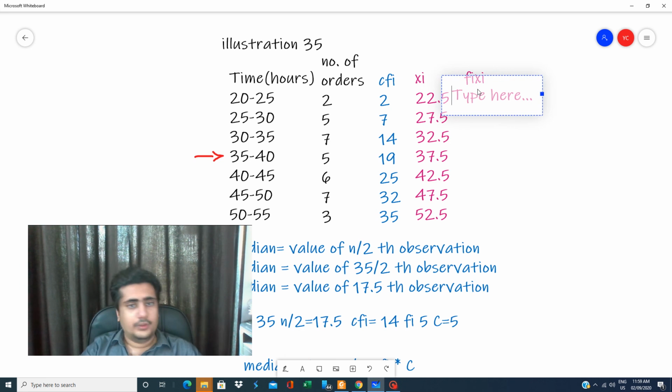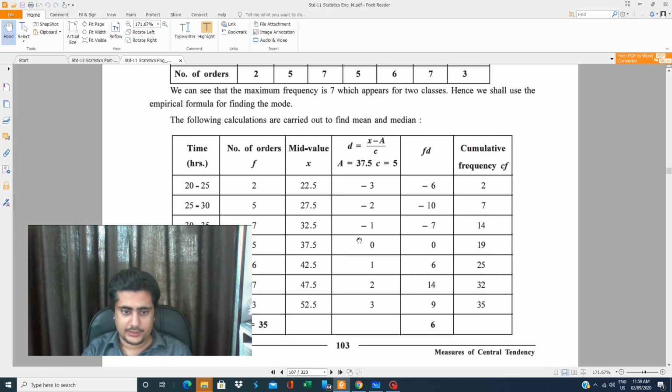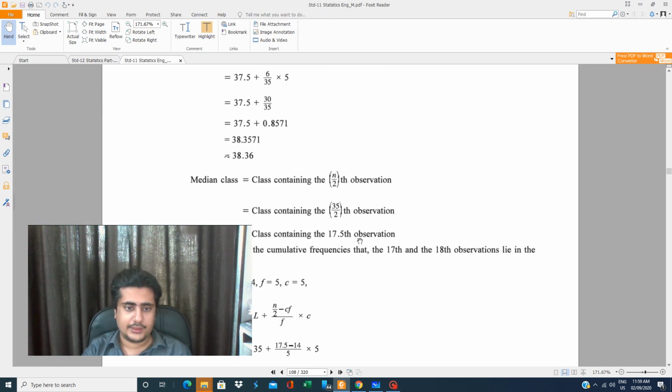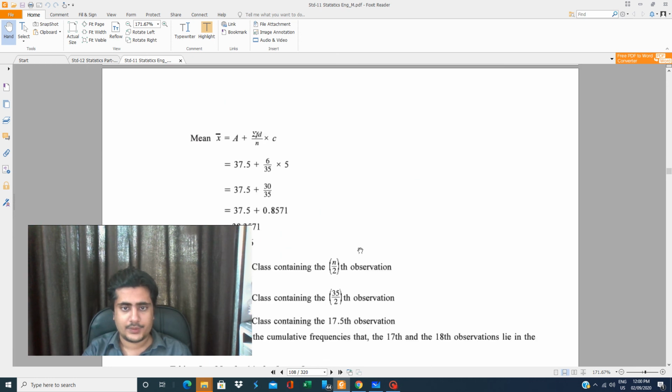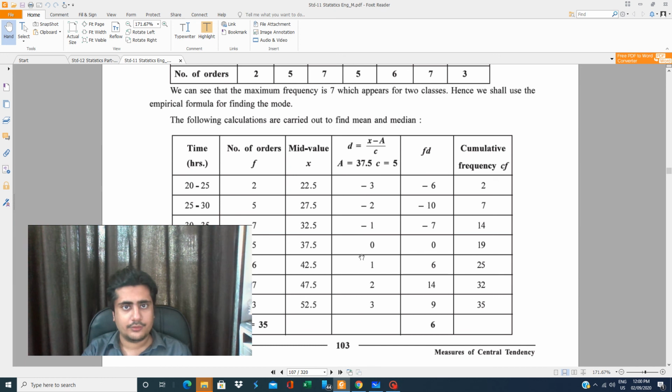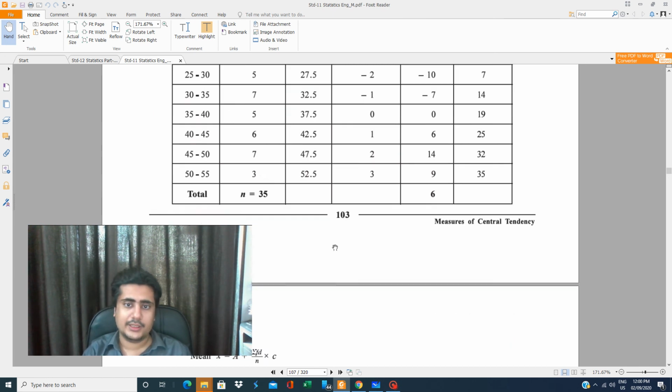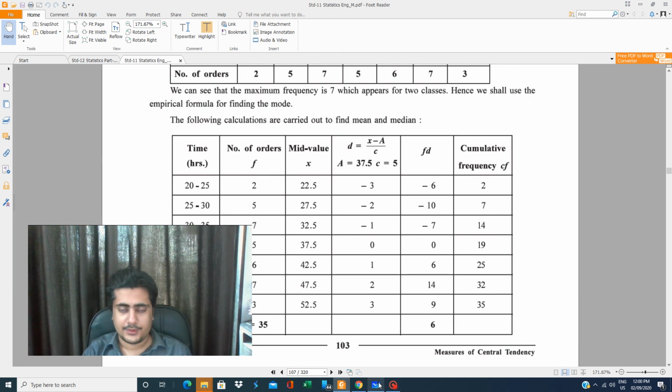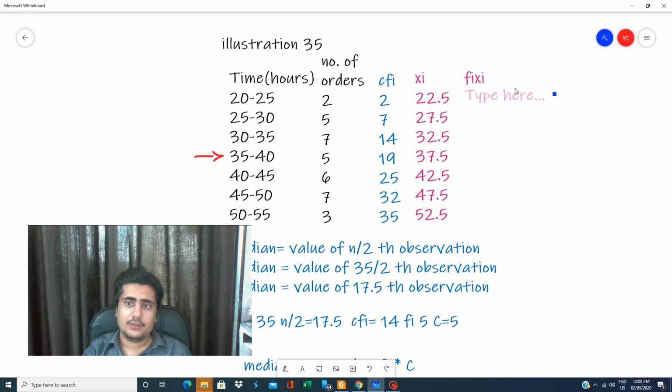Now, how will I find this fi xi? I'll multiply this xi into fi. See, you can see in the textbook they have used a different formula, the formula of di. We have not done this formula, and there is no need to solve with this method. You can solve with another method and get the same answer. So let us solve with our method, fi xi.